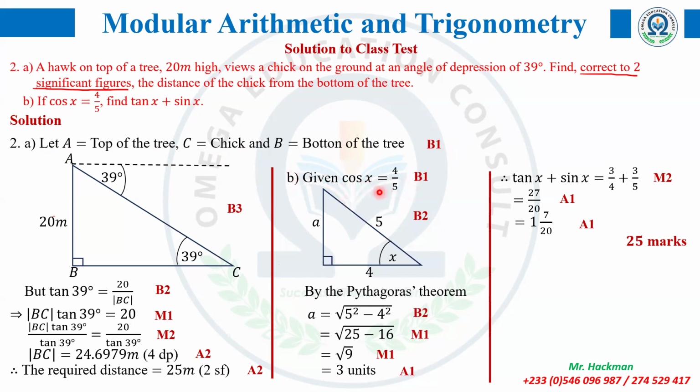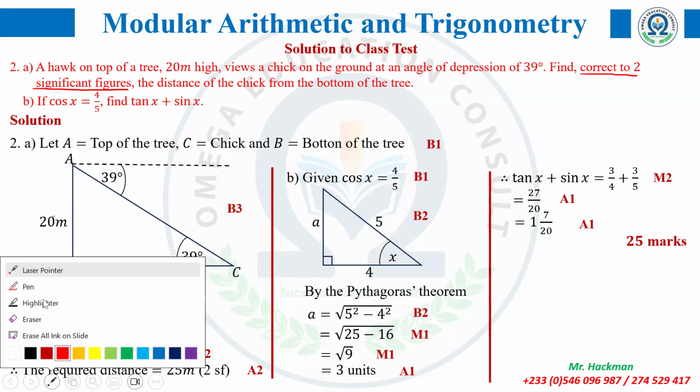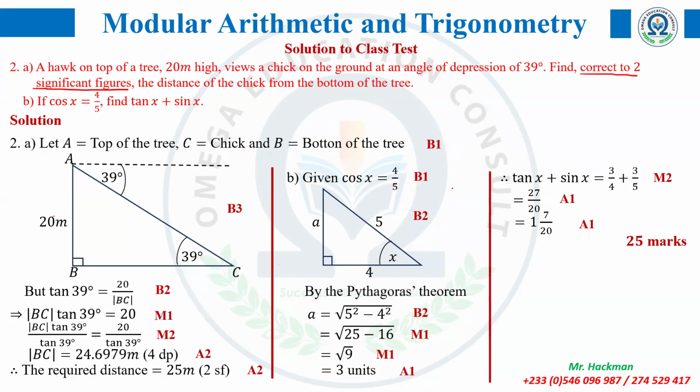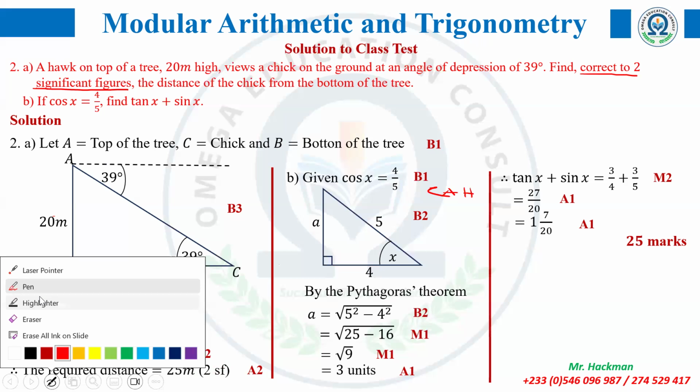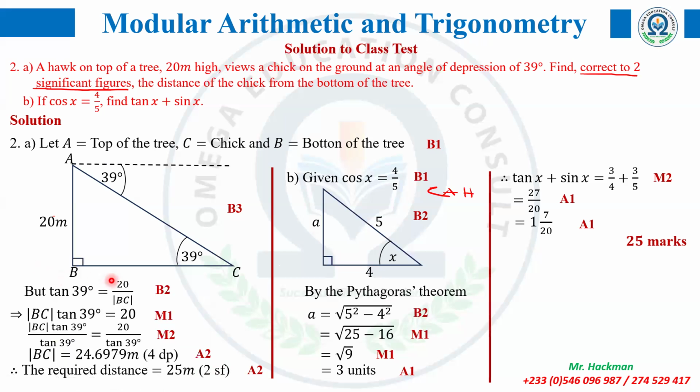Then now, we know cos is what? SOHCAHTOA. So if you are not matured, then you have to go and write this and use it. So we know that cos will be adjacent over hypotenuse. So it means this is the ratio of your adjacent over the hypotenuse. So your adjacent will be the numerator, which is 4, and your hypotenuse will be 5. So it's a right angle triangle. So you go and draw your right angle triangle.